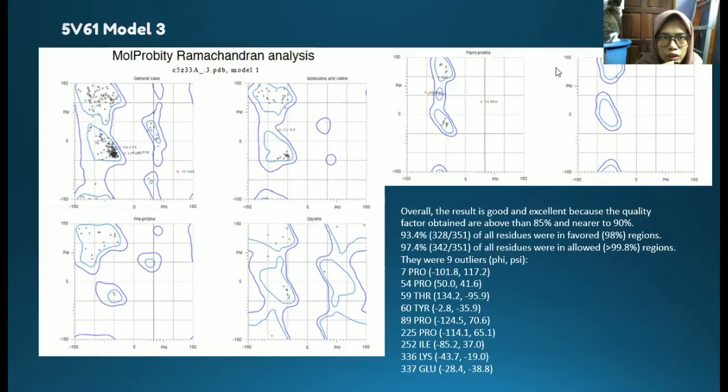For the last model 3, overall the result is good and excellent because the quality factor obtained is above 85% and nearer to 90%. There is 93.4% of all residues in the favoured 98% region, and there is 97.4% of all residues in the allowed 99.8% region. There were no outliers, as shown in the slide.